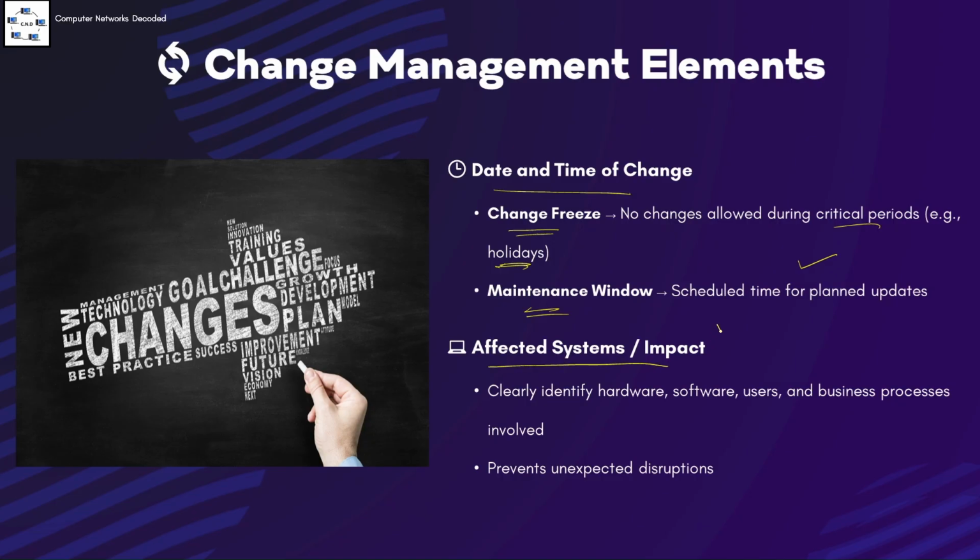Affected system and impact of the change. This clearly identifies the hardware, software, users, and business processes that are involved and may be impacted by the change. This prevents unexpected disruption.